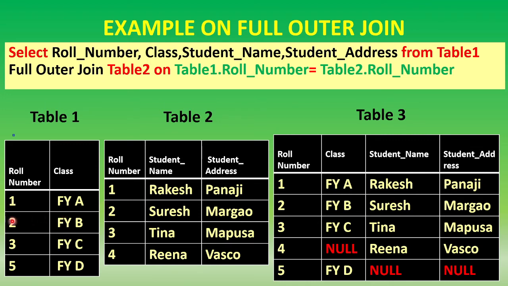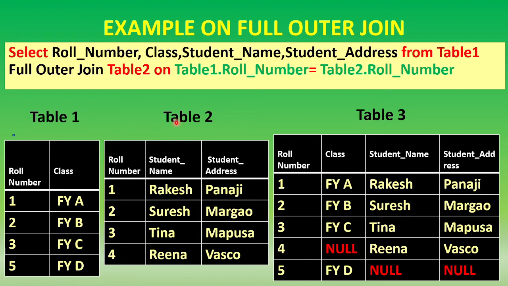Same way, check the next roll number, that is roll number 2 from table 1 is matching with roll number 2 from table 2. So again the entry for roll number 2 from table 1 and table 2 with all its records will be coming in the output table. That is roll number 2 from FYB class is Suresh from Margao. Similarly, roll number 3 is also there in table 1 and it is there in table 2 also. So whatever records are there for roll number 3 will also be coming in the output table.